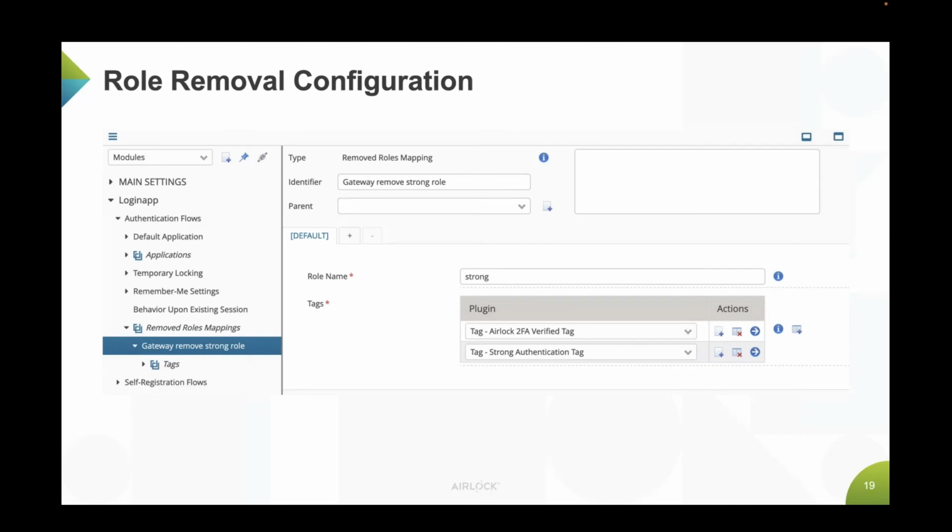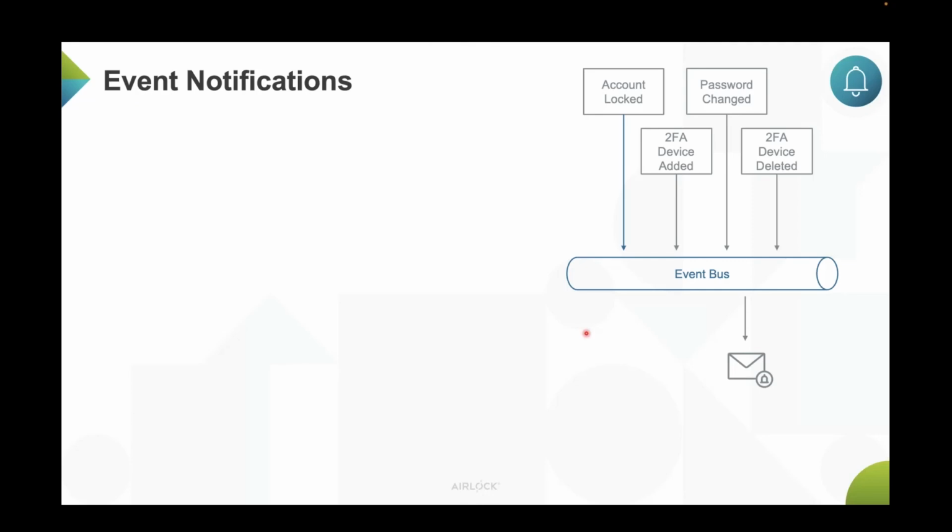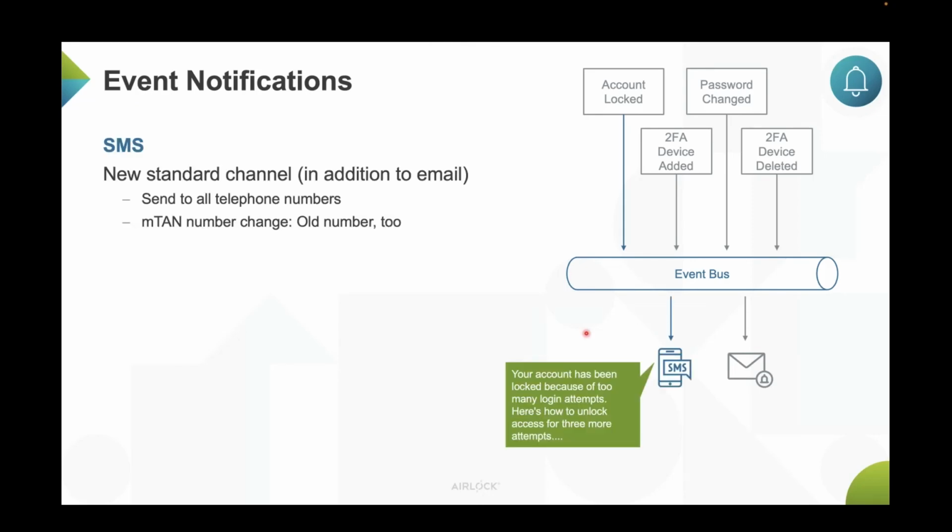So moving forward, there are some other notable new features, and one of the features that we've seen very much feedback and also very positive responses from the end user community is event notifications. The way we've implemented it, it basically allows IAM to create events, and then you can configure subscribers that will pick up on these events and inform the end user through email that something has happened on his session. These events can be account lock, password change, device being added or deleted, things like that.